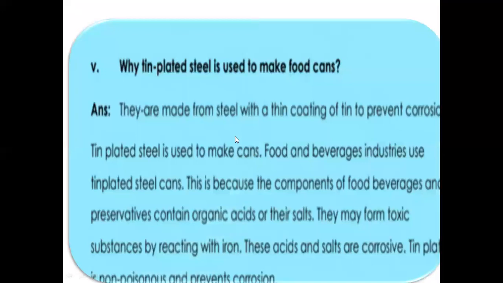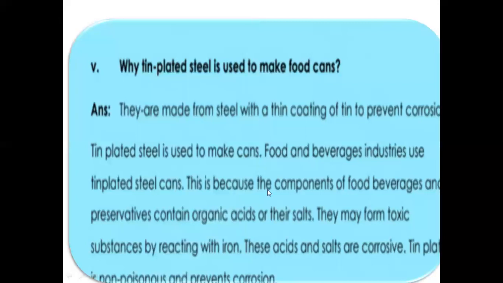Question number 5. Why is tin plated steel used to make food cans? They are made from steel with a coating of tin to prevent corrosion. Tin plated steel is used to make cans; the food and beverages industries use tin plated steel cans.